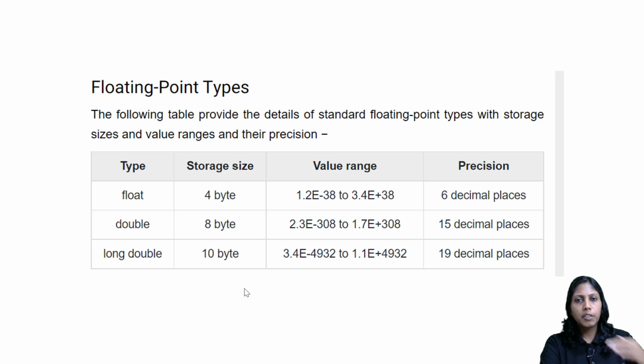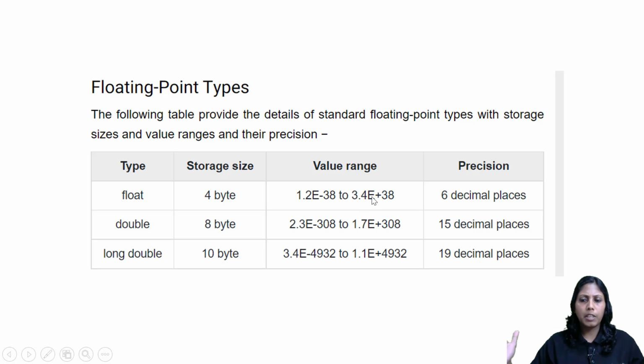Now I would like to differentiate what you mean by float and what you mean by double. Look here: the type is float, which takes 4 bytes of memory, and you can see the value range. They already use scientific notation: 1.2 e to the power minus 38. You understood, right? Instead of that, we could have written 1.2 into 10 to the power minus 38. That's basically scientific notation.